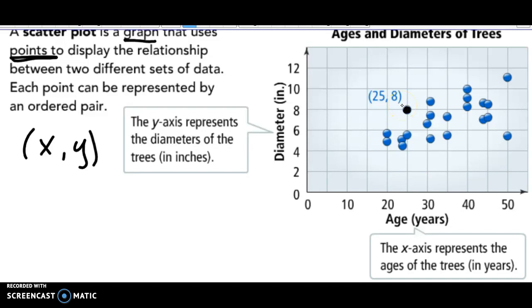And you can see in general, as the ages increase or as our points move to the right, the diameter also tends to increase or go up. So as the points generally move towards the right, they also seem to trend upward.